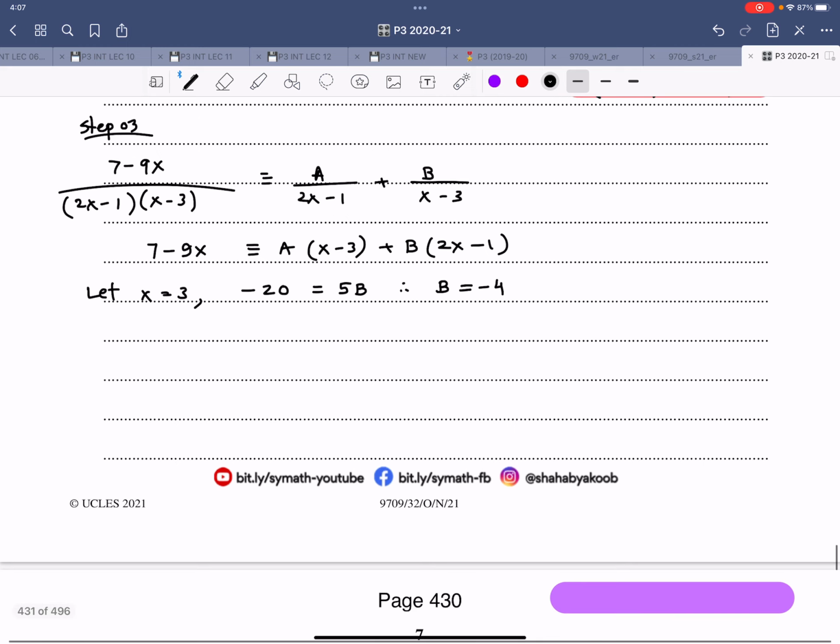Therefore, b comes out to be negative 4. Choose another one. Let x equals half. So when x equals half, 9 into half is 4.5, 7 minus 4.5 is 2.5. So this is 5 over 2, positive. Therefore, half minus 3, that is minus 5 over 2a. So do double check at the end. a comes out to be negative 1. So b is negative 4 and a is negative 1. I'm just double checking it.